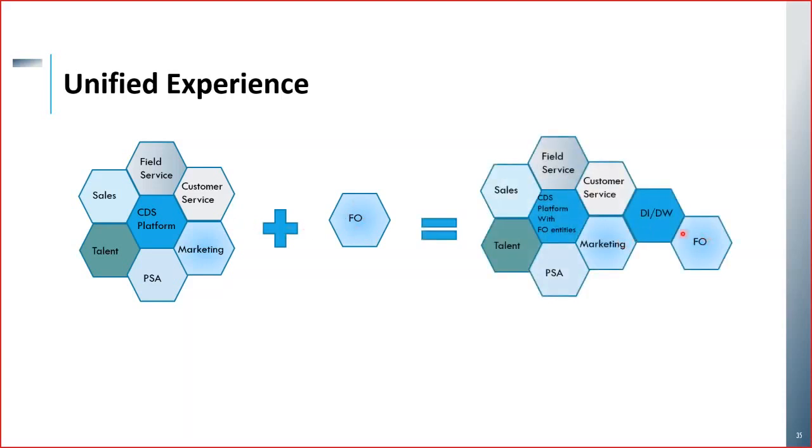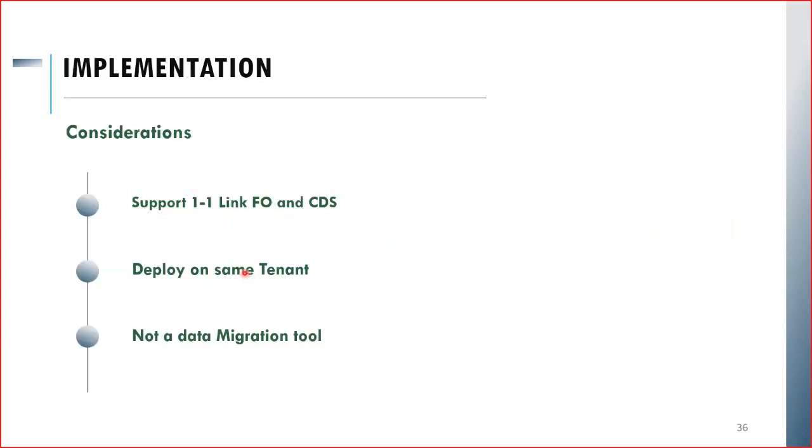We have added FNO here, which was sitting separately before, but we have used either DI, which is the data integrator, or DW, which is dual write. So we can use one of the options to integrate finance and operations as part of this whole diagram. With this one, there are implementation considerations.